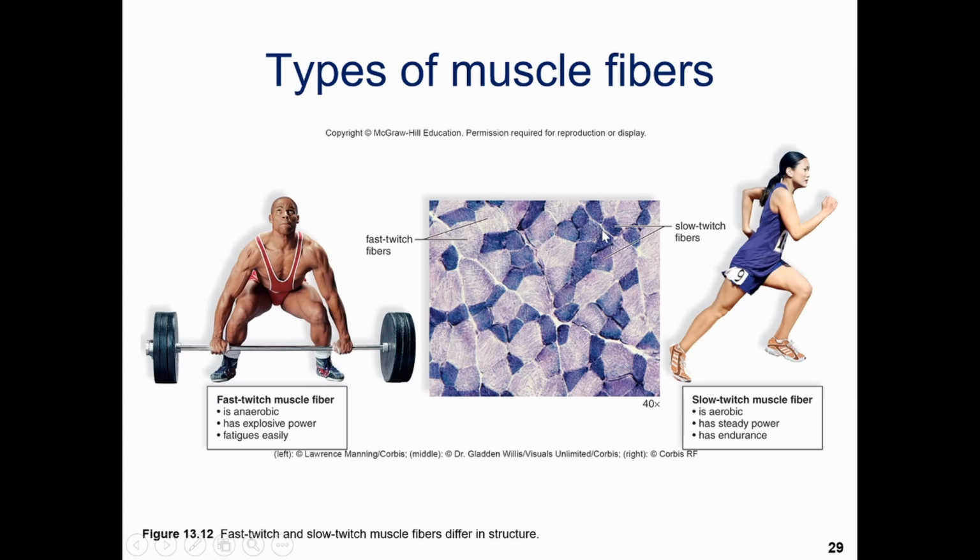We see them here in that dark purple, right? And we see it demonstrated by this woman here who is running some sort of race, probably a distance race. She's doing 10K or 5K, or maybe she's running a half or a full marathon. Someone who is running a marathon would rely on those slow twitch muscle fibers.